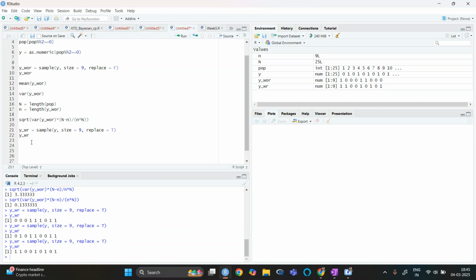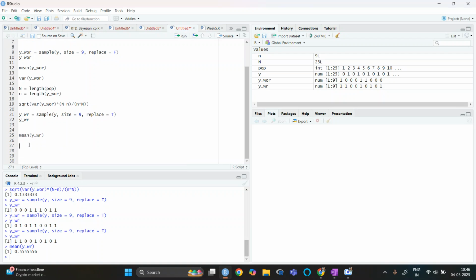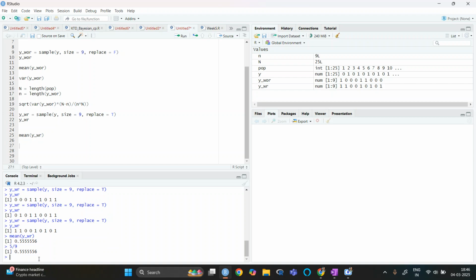So here the mean of ywr, this one is 0.5556. So it is too long. So it is basically 1, 2, 3, 4, 5. So it is 5 by 9.